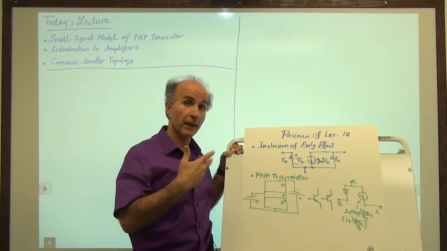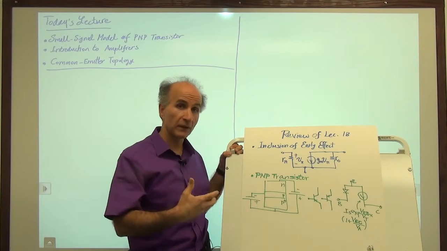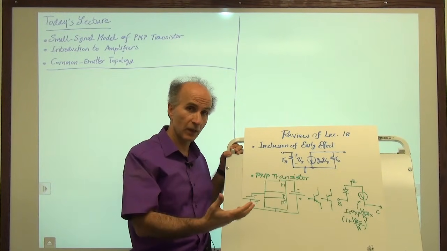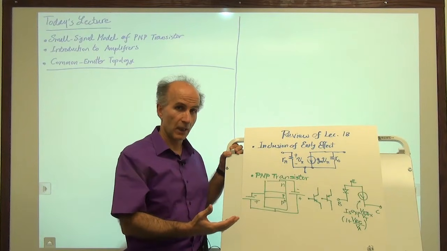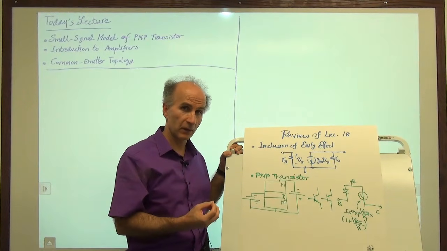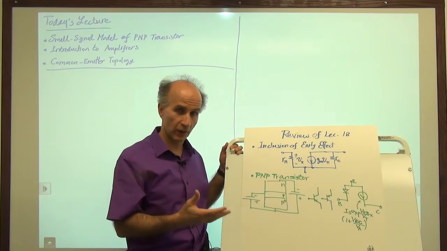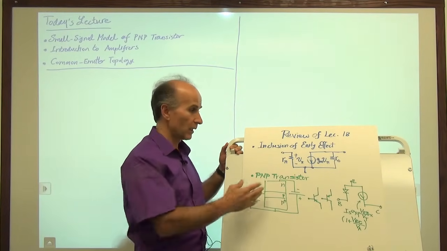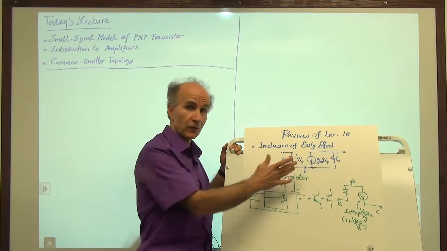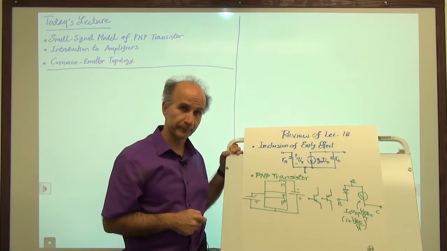So we have to bias up the transistor, bring it into a suitable condition for amplification. If we have no bias in the transistor, no collector current, no base emitter voltage, no collector emitter voltage, then the transistor is dead. It has no amplification ability.